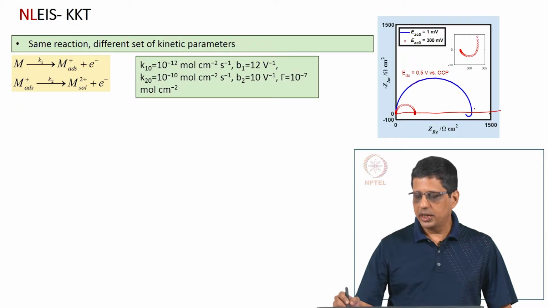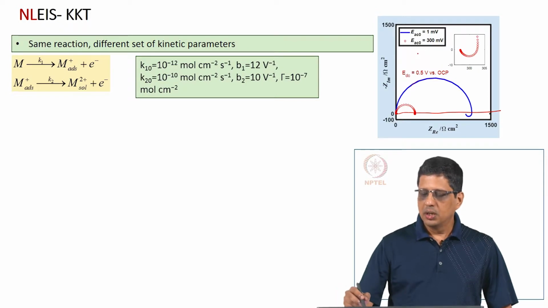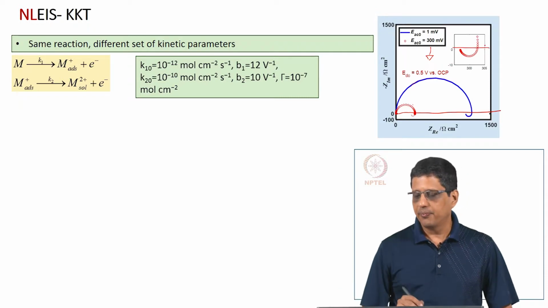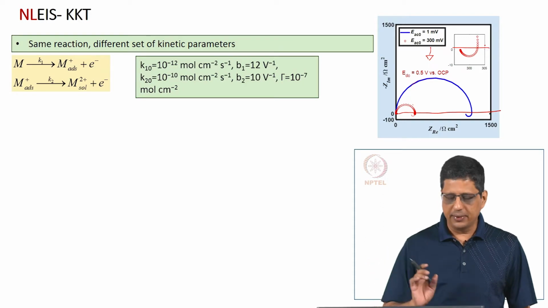So, 1 millivolt data shows a high and mid frequency capacitor loop and a low frequency inductive loop. The large amplitude perturbation also gives you similar pattern, except that in the same scale it is not so visible, not so clear, but if you zoom in here you would see an inductive loop. It looks like it has shrunk.